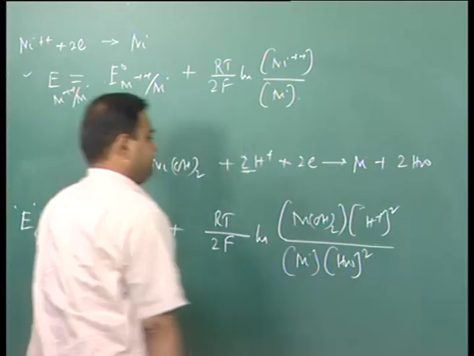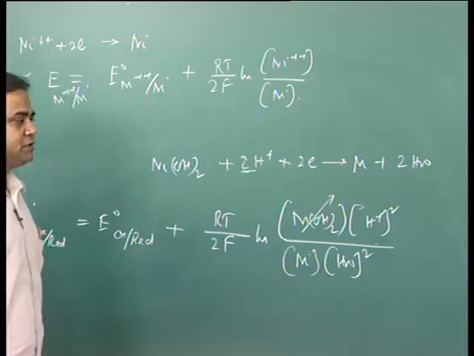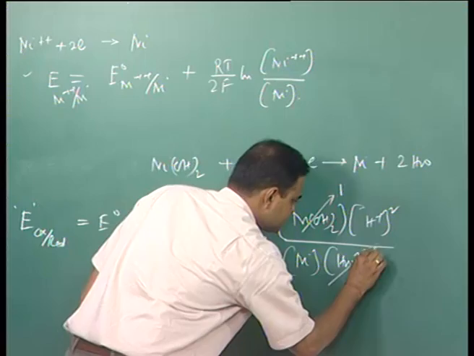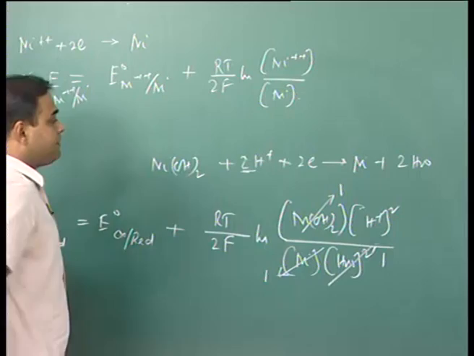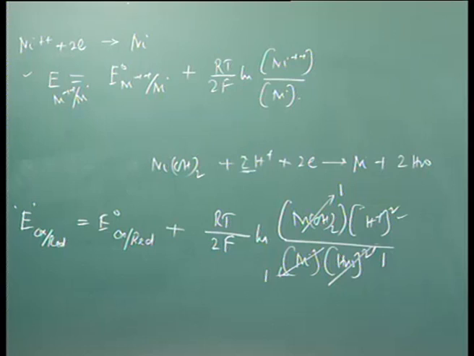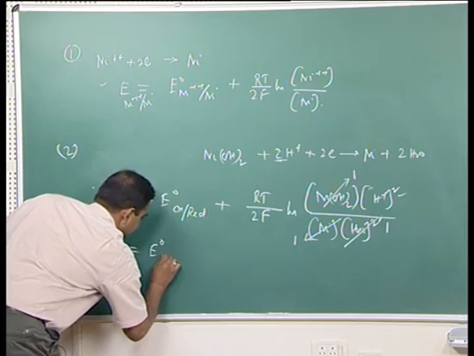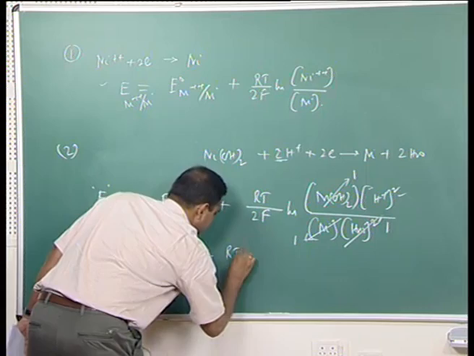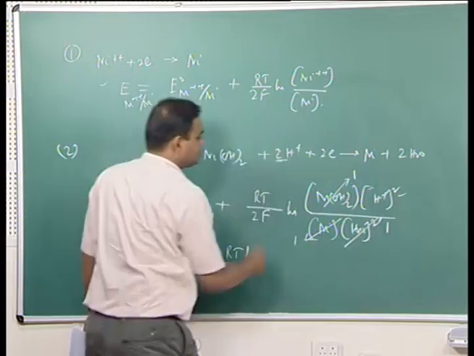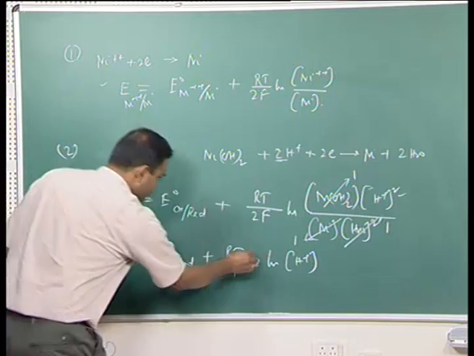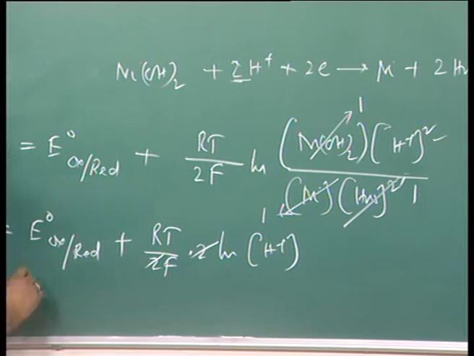Now, if you see this, this is precipitating out. So, the concentration I can consider as 1, this is the pure substance, so this is also 1, this is the pure metal, 1. Now, we have to see what is the concentration of H plus ion in the medium. Now, this also we can express as E0 ox red plus RT by 2F into 2, I am just taking 2 out, ln H plus ion.